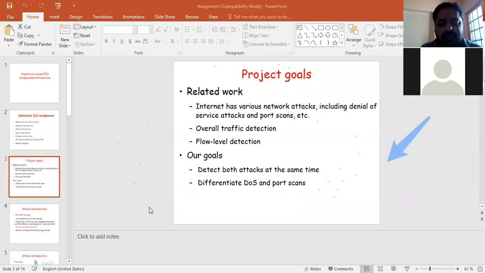Or we can also apply different methods to limit the privileges or the access to the particular system, or to limit the access of the particular user who is attacking the system.